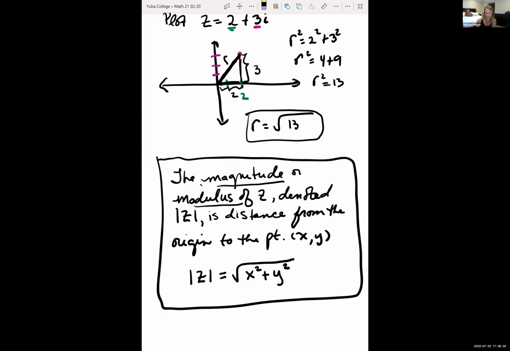So the last two sections that we're going to look at in this book talk about vectors, and vectors are basically lines that have direction and they have length, magnitude.